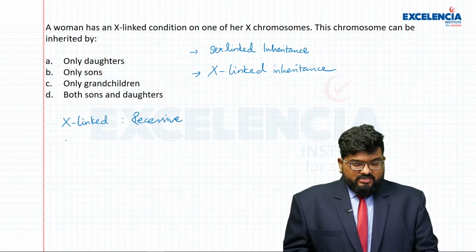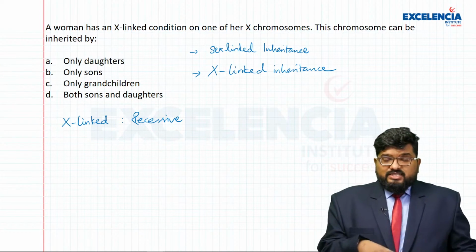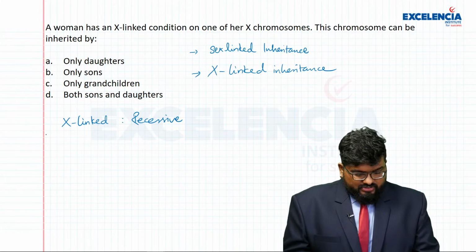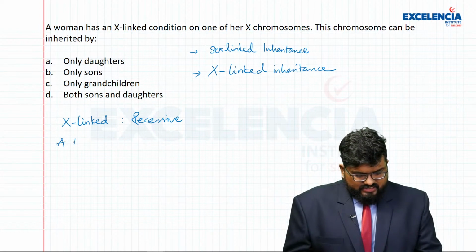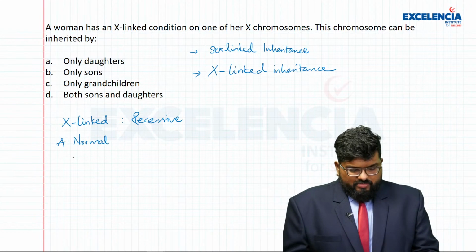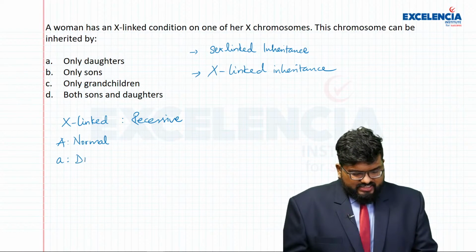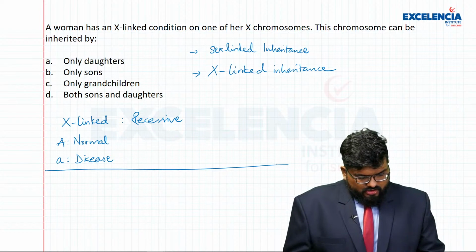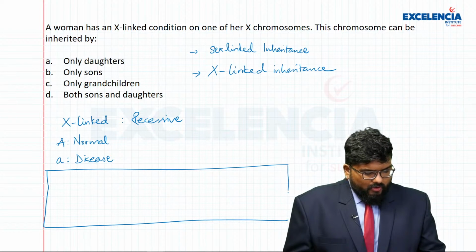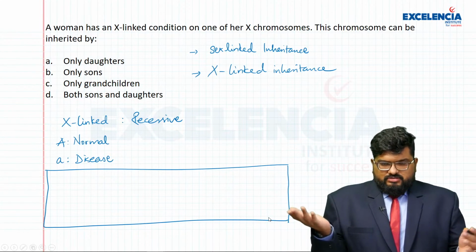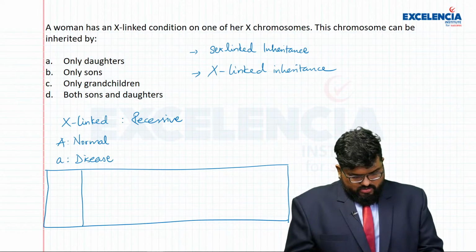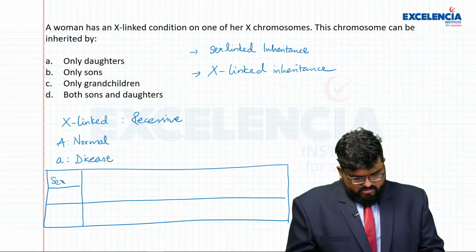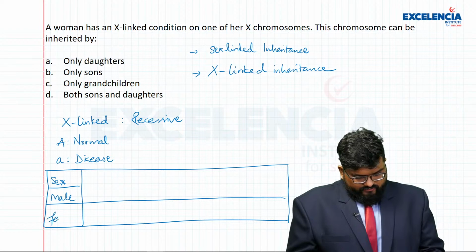Since these X-linked disorders are recessive, there are certain terminologies to it. So there's a simple table. If I take this as the normal functional allele, and this is the allele for the disease, then I can make a quick table that is applicable for all X-linked disorders. We have the sex over here, male, female.